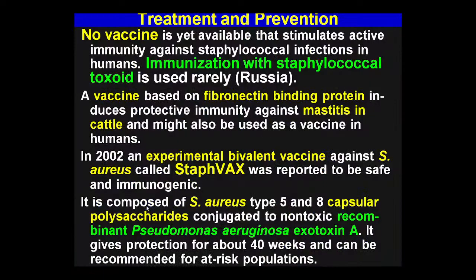So how can we prevent disease? By now, we don't have very good protective vaccines available. We may perform immunization against toxins. That is possible, but it is not widely used in medical practice.